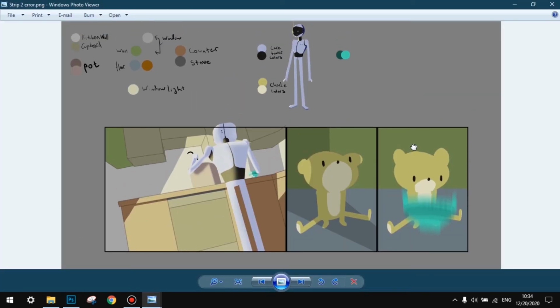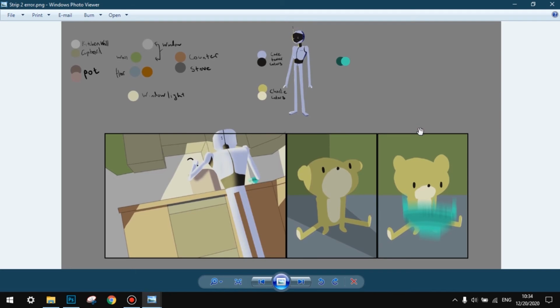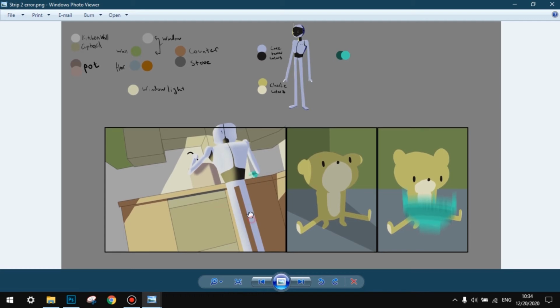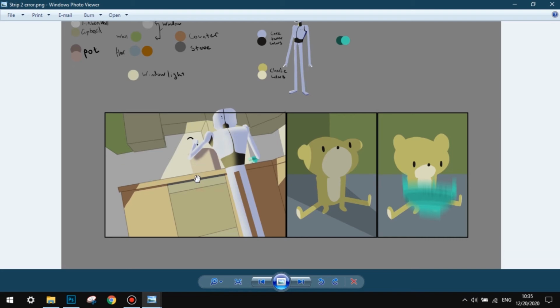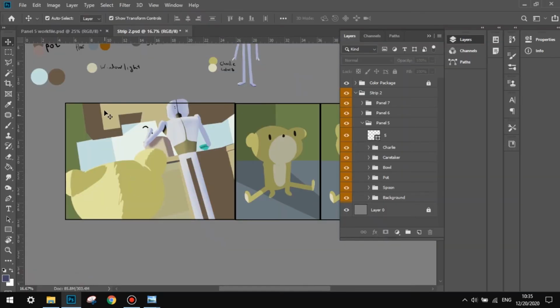Okay, starting off with the second strip. What I'm showing you right now is an error that I had when I was making the second strip. That is the way the light is lit in this room. When I was first making the strip, I lit the room incorrectly, and I only noticed that when I was making the third strip. What was wrong is that I did not have the same kind of lighting that I would expect if I was lighting it the same way as panel 1. So after that, I relit the scene correctly in this image.